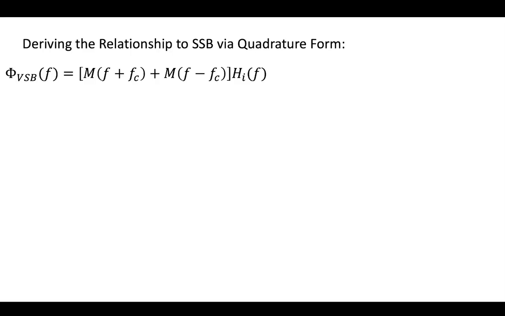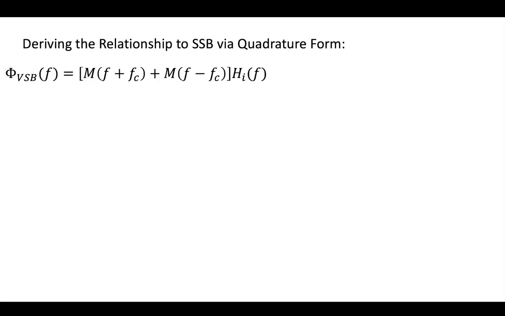Now this video is going to go into quite a bit more complex mathematics so that we can show the relationship to the single sideband via the quadrature form. So recall in the previous videos we saw that the single sideband signal could be written in a quadrature form where we used the Hilbert transform. Then we saw the quadrature amplitude modulation signal could also be written as two messages in quadrature.